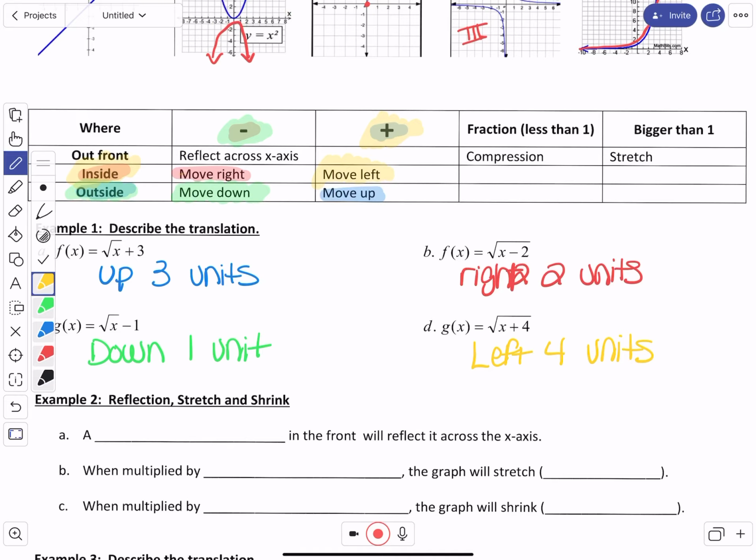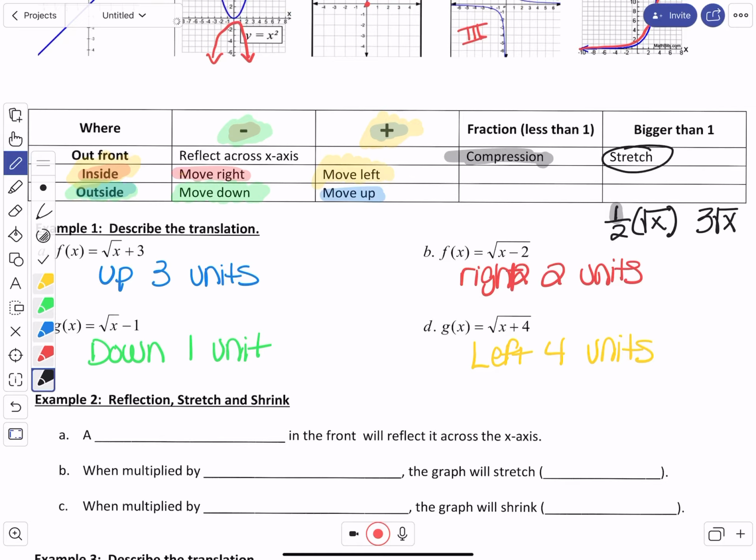Okay, now if you have a fraction less than 1, let's look at this real quick. Let's go back to our highlighter here. So looking at this part, if you have a fraction in front, so let's say if you had a 1/2 in front of a square root of x, that would be a compression of 1/2. So that means it would be a compression. Or if you had a 3 square root of x, that would be a stretch of 3. Okay, so that's what these two things mean.